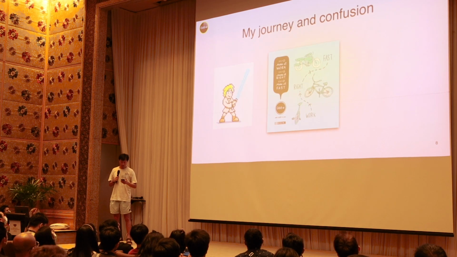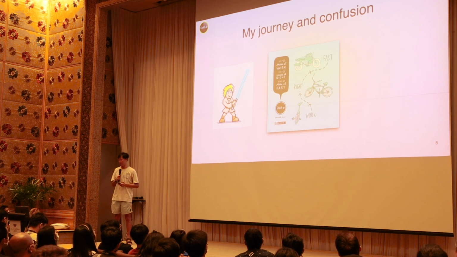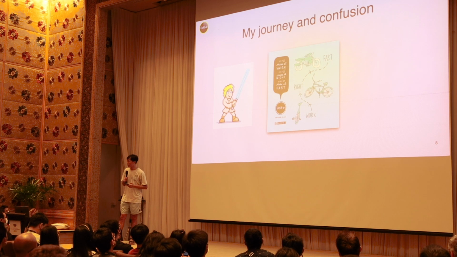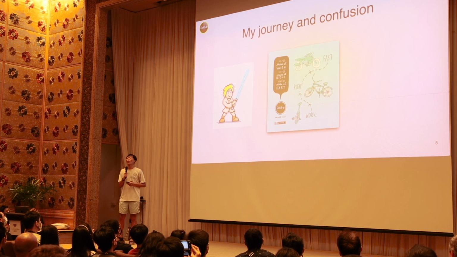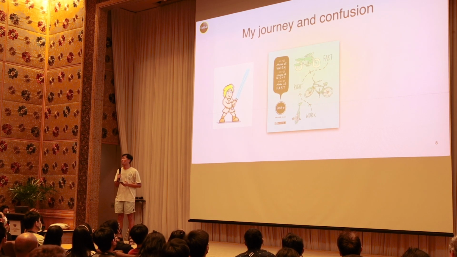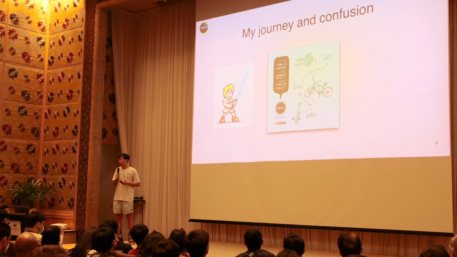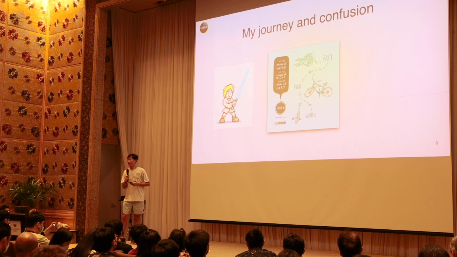So, my journey and the confusion. Very early on in my career of being a software developer, I learned this from Kent Beck. When making software, you want to make it work first. Make it functionally work, which probably, if you look at the code, is just a piece of junk. But then, only then, you make it right.